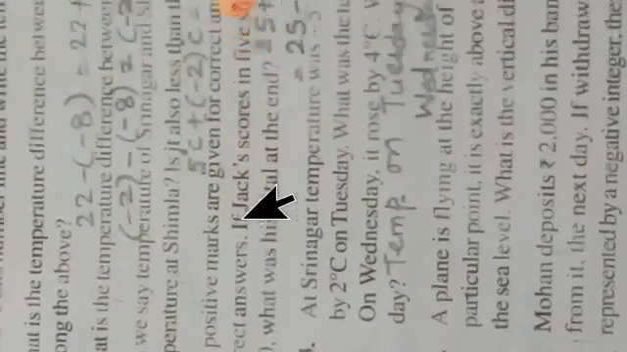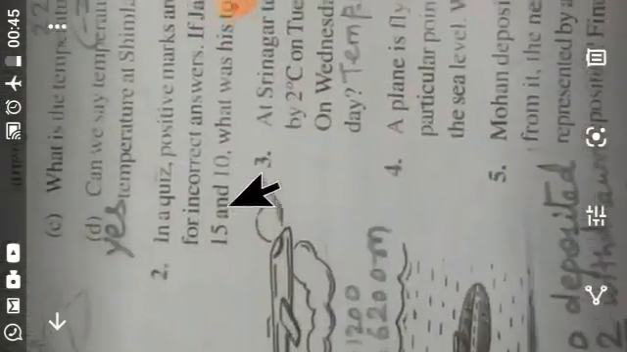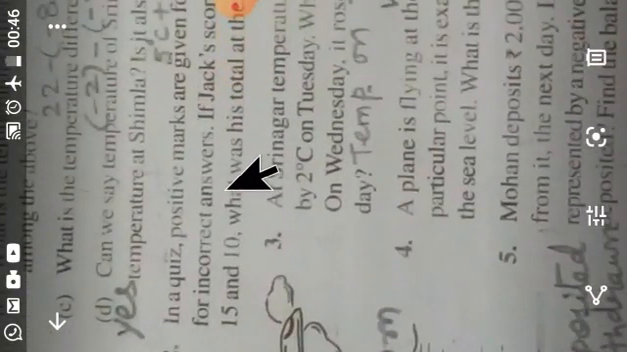Question number 2. In a quiz, positive marks are given for correct answers and negative marks are given for incorrect answers. Jack scores in 5 successive rounds 25, -5, -10, 15 and 10. These are the marks which Jack has scored. What is asked here? What is his total score at the end?